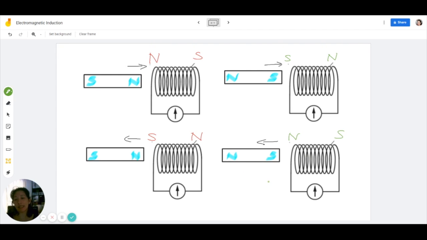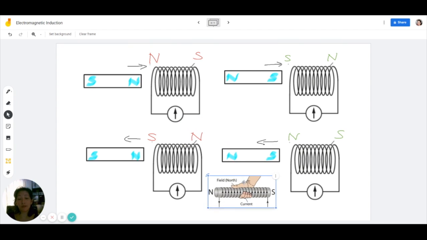So how do we determine the direction of the current flow then? Here's where you need to use the right-hand grip rule. So the right-hand grip rule is used this way. You've got to form your right hand into a fist, thumbs up. Your thumb will represent north. Your fingers will represent the solenoid.